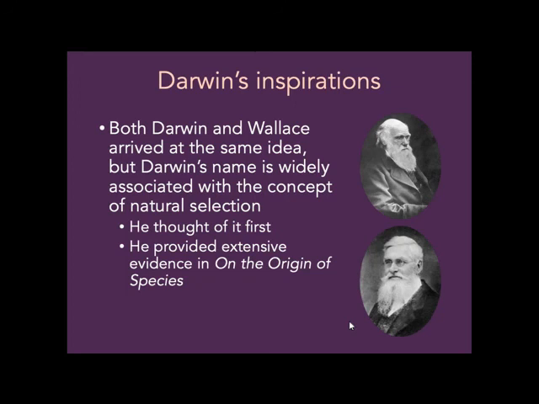One of his colleagues, Alfred Russel Wallace, at one point wrote him a letter, and he's like, "Hey, Chucky D, I have this great idea." And he wrote a little letter, and the letter basically summarized the theory of evolution by natural selection.